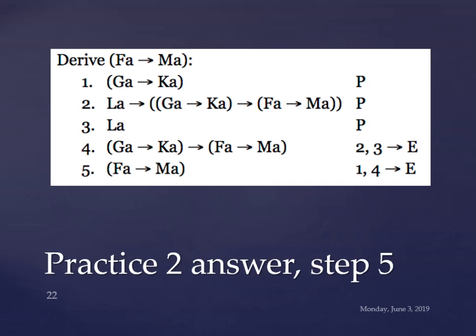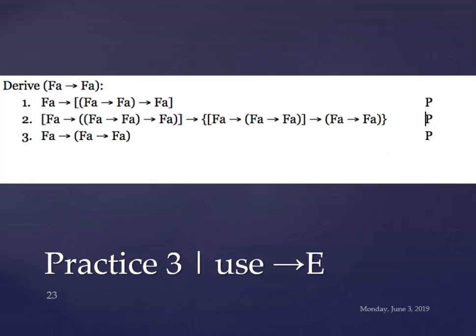All right, here's one that's even more complicated. Here's your target, FA arrow FA. And you have to use arrow elimination to get this. How are you going to get that? Well, here's an FA arrow FA. You could get that. That might work. Or you could get it here too. So let's think about this.